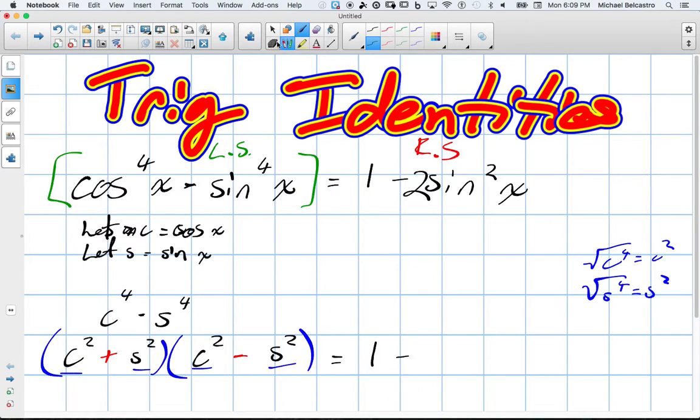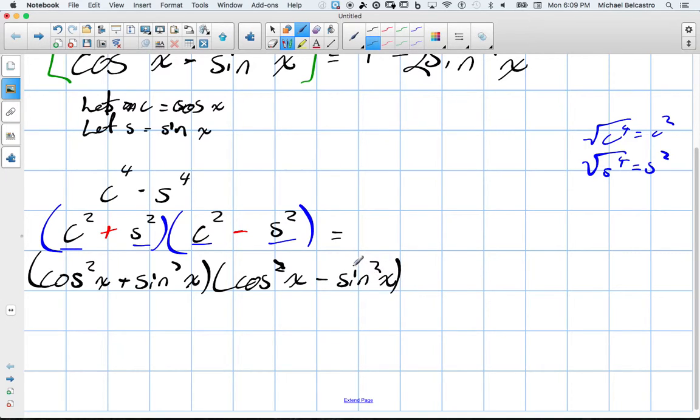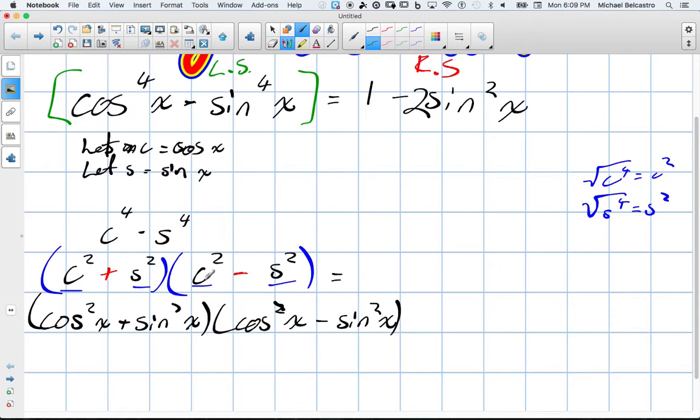I don't have to keep writing that. We're doing a trig identity here. We still are working on the left side, and I just changed that for the factoring part. I'm going to switch it back now. So this will read cos squared x plus sine squared x, times cos squared x minus sine squared x. I just find it sometimes easier if it's not written as an identity.